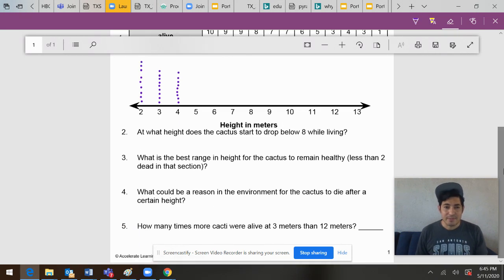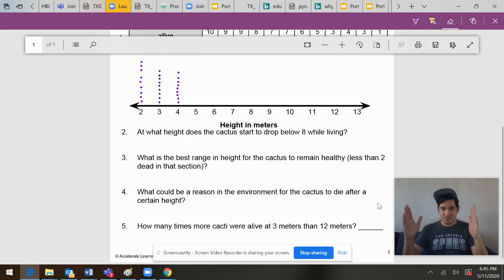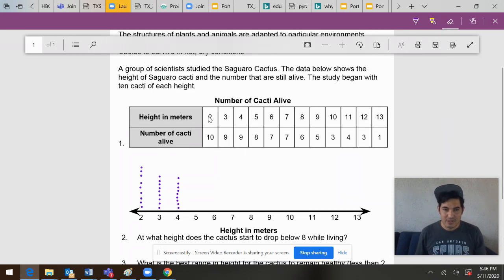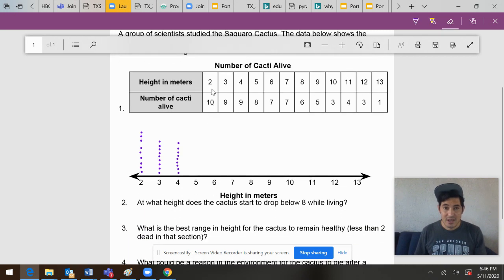Okay. Number 3, it says, what is the best range in height for the cactus to remain healthy? Meaning that they have less than 2 dead. So what range? Range means you have a starting point and an ending point. So at what height to what other height are the cacti still healthy? Okay. Are they still healthy at 2 meters? Yes, because all of them stayed alive. Okay. So you're going to start at 2 meters. So from 2 meters, at what point do you start noticing that they're not alive?